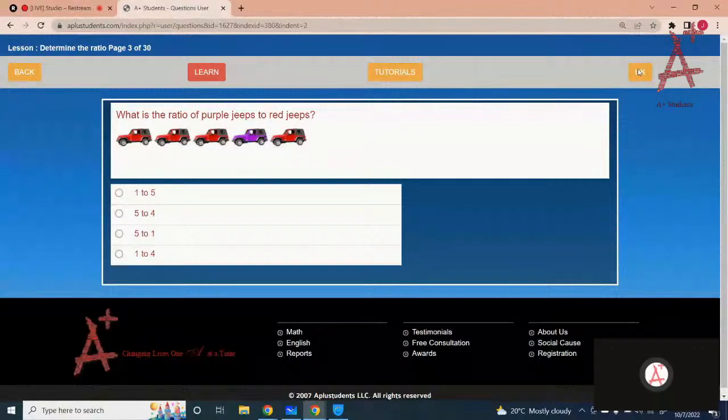Okay, the next one is, what is the ratio of the purple jeeps to the red jeeps? So how many purple jeeps do you have? Just one of them is purple. And the red jeeps are 1, 2, 3, 4. So it would be 1 to 4. Got it? Very good. It's 1 to 4.